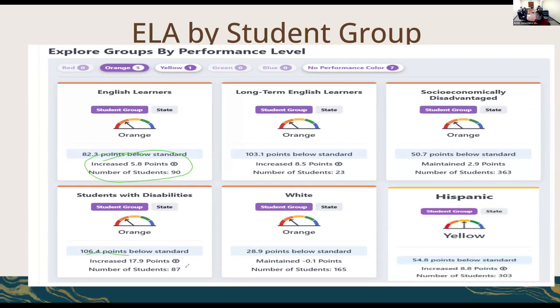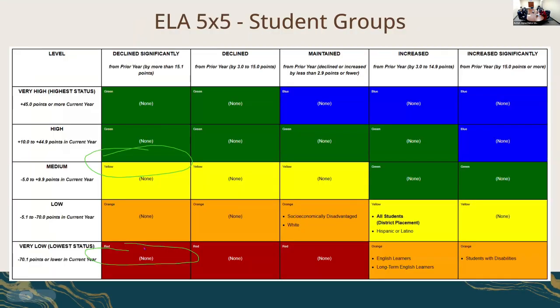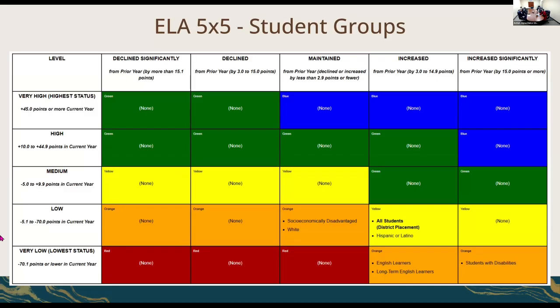Some of the increases are significant. If I go back a slide, you can see that we had significant increases, and this is the ELA, the English Language Arts. It's all the way on the right at the bottom. With our students with disabilities, they had a significant increase. And then you can see that we had increases with our Hispanic and Latino group, as well as our English learners and our long-term English learners. Now, yes, the orange does indicate that they're still in the low status.